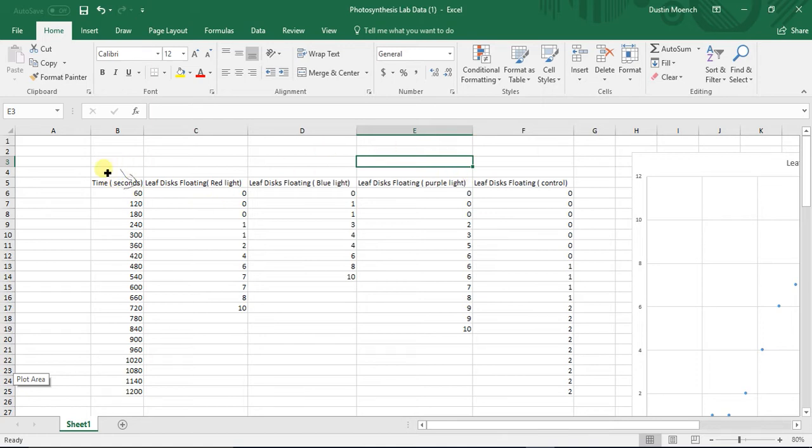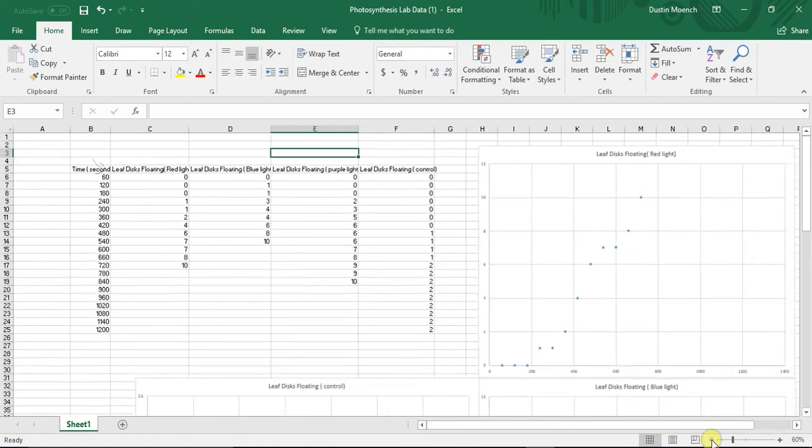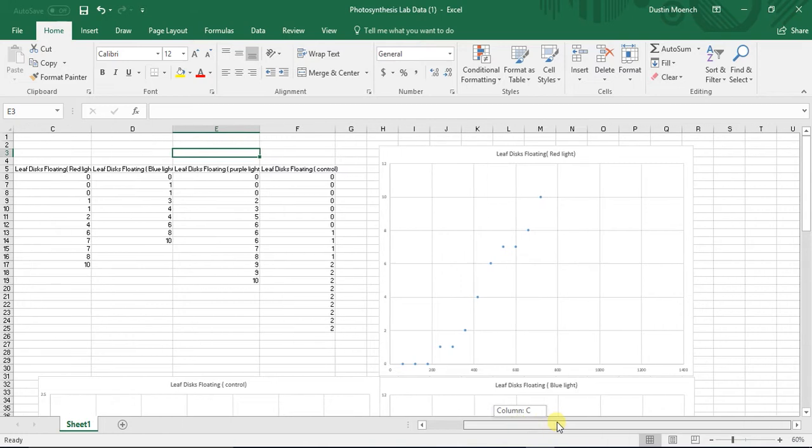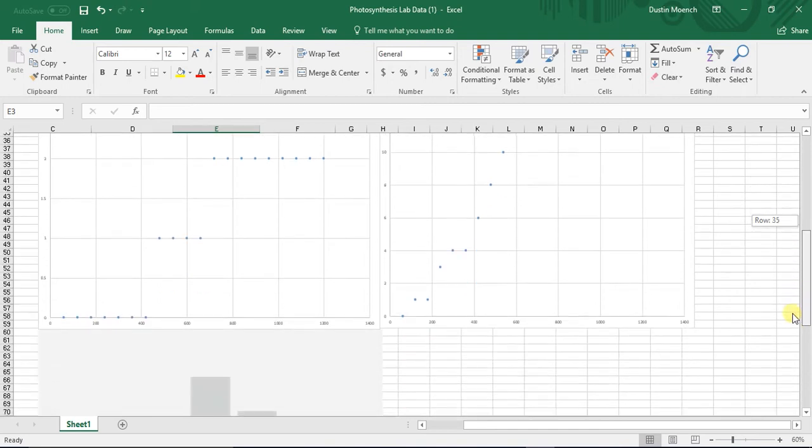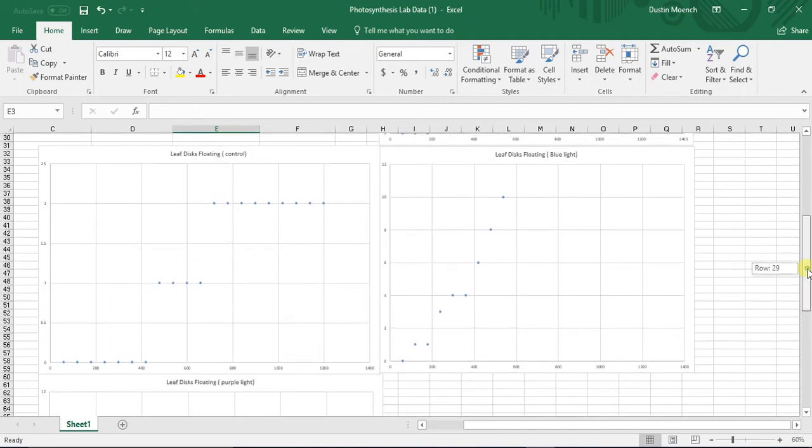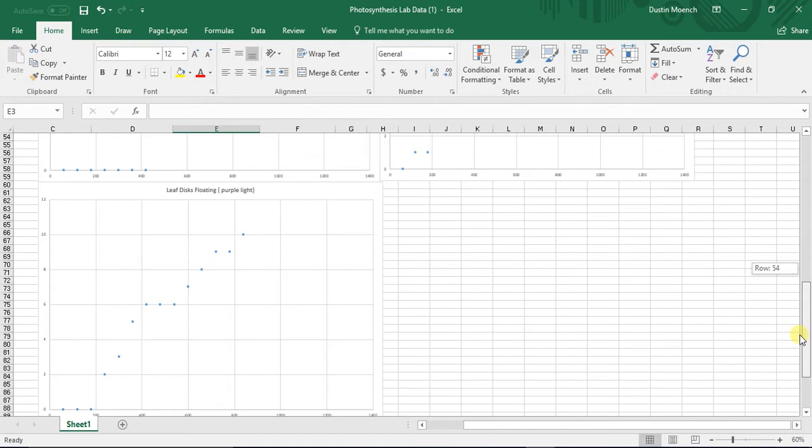Each graph is going to be time versus the number of leaf discs that were floating for that color of light. So this is exactly what you recorded when you're doing the lab. You're just going to make 4 graphs on that. And I did that, and I have my 4 graphs here. There's 1 for my red light trial, 2 for my blue light trial, 3 for my control trial, and down here 1 for my purple light trial.